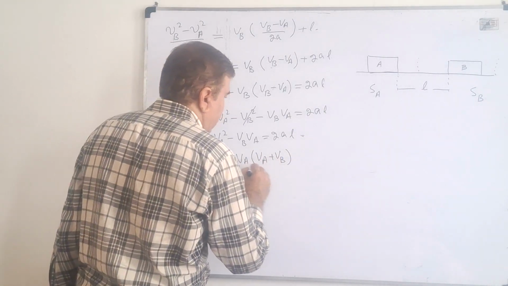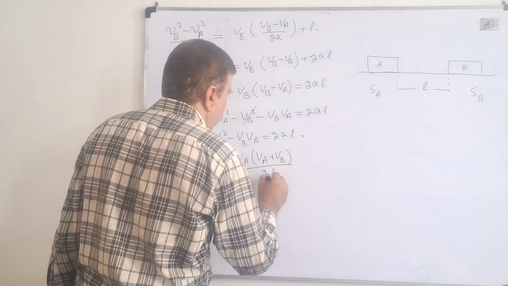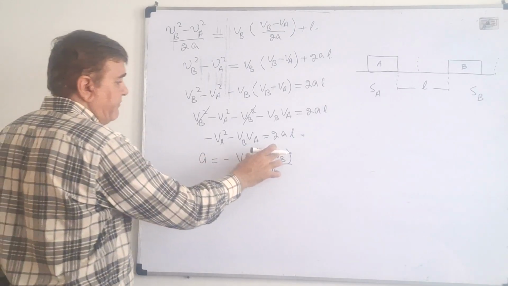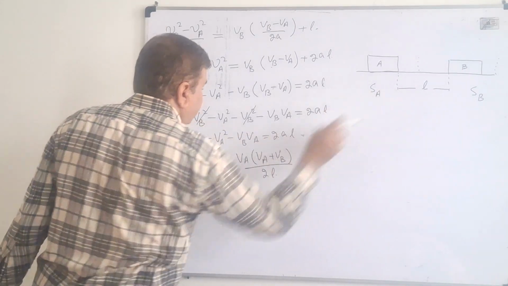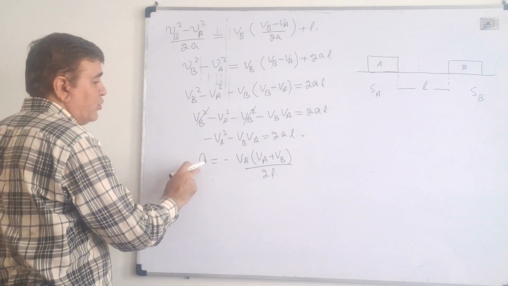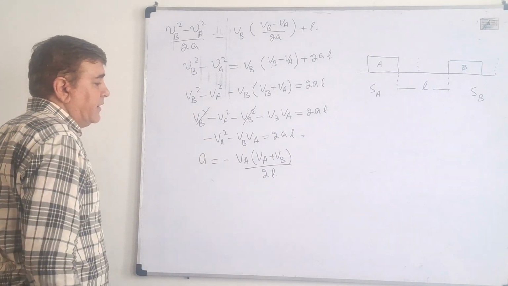So now, if we know the two initial velocities and the initial separation, we can find the deceleration. The negative sign says that this is a deceleration.